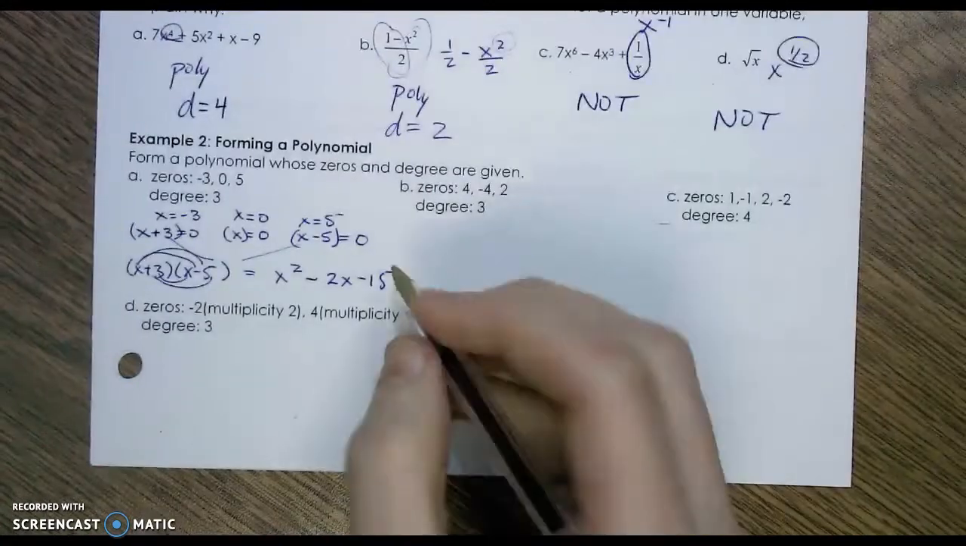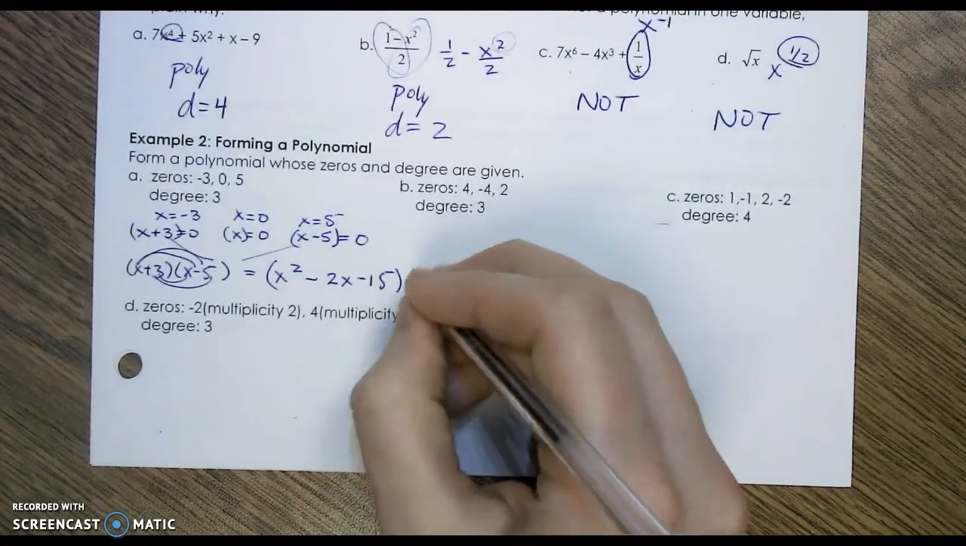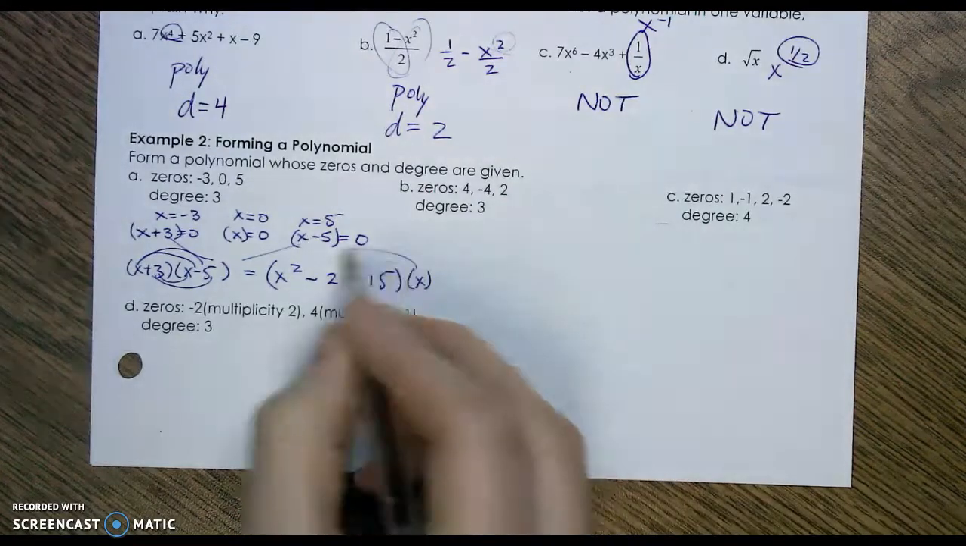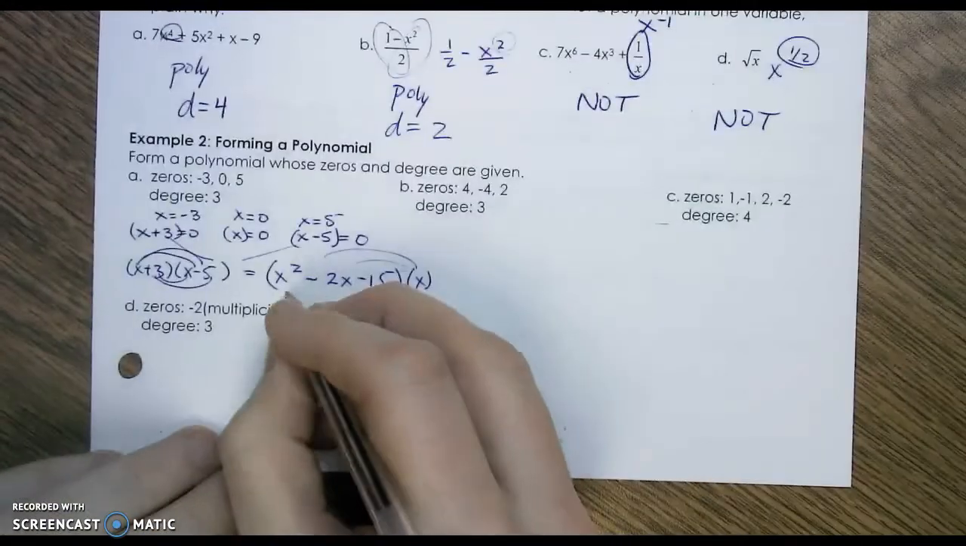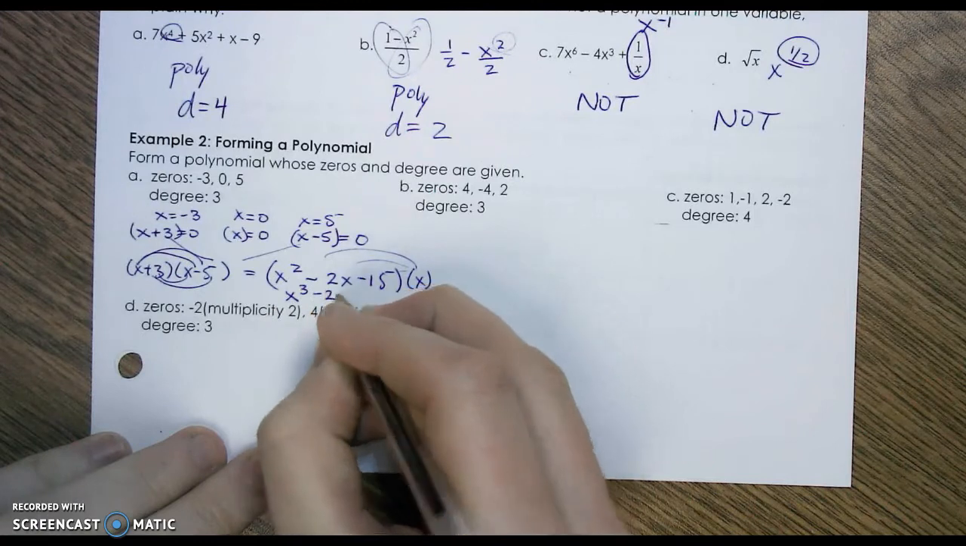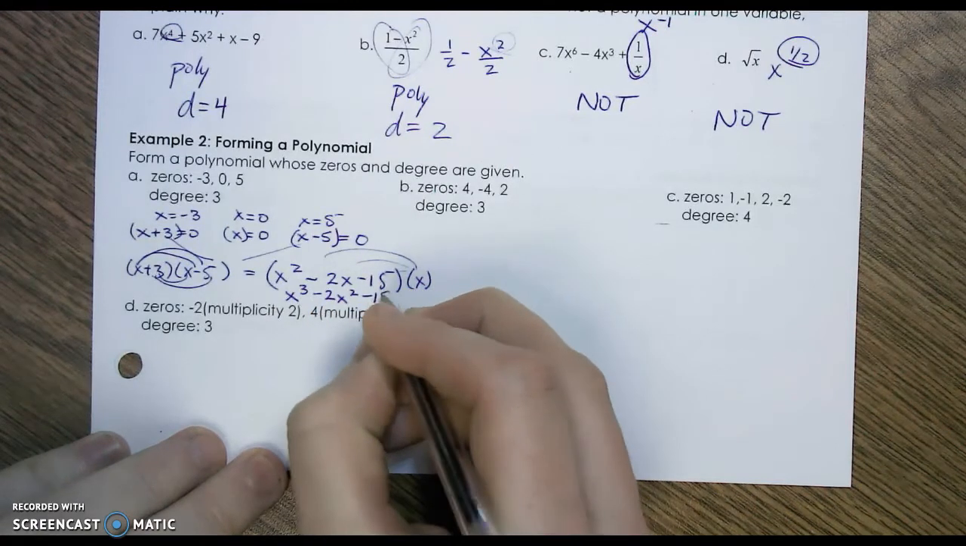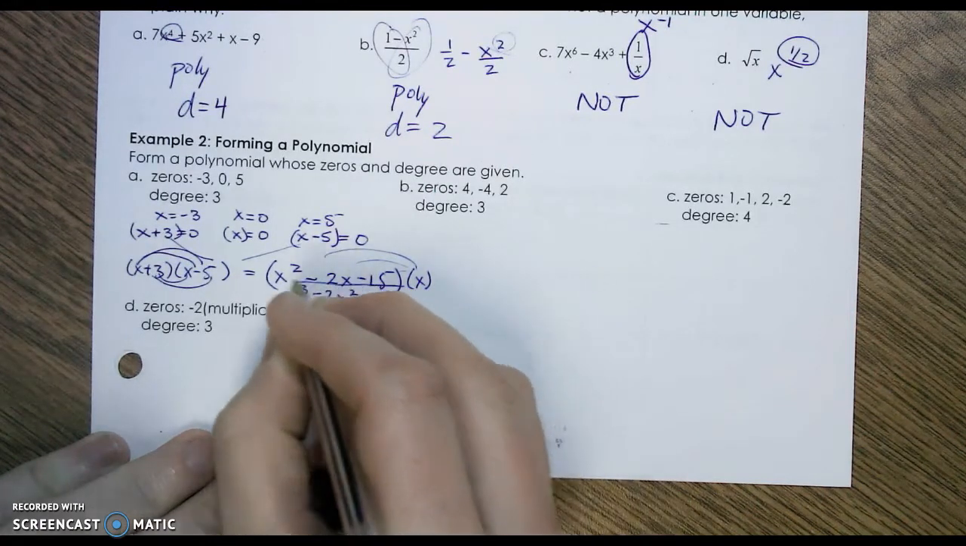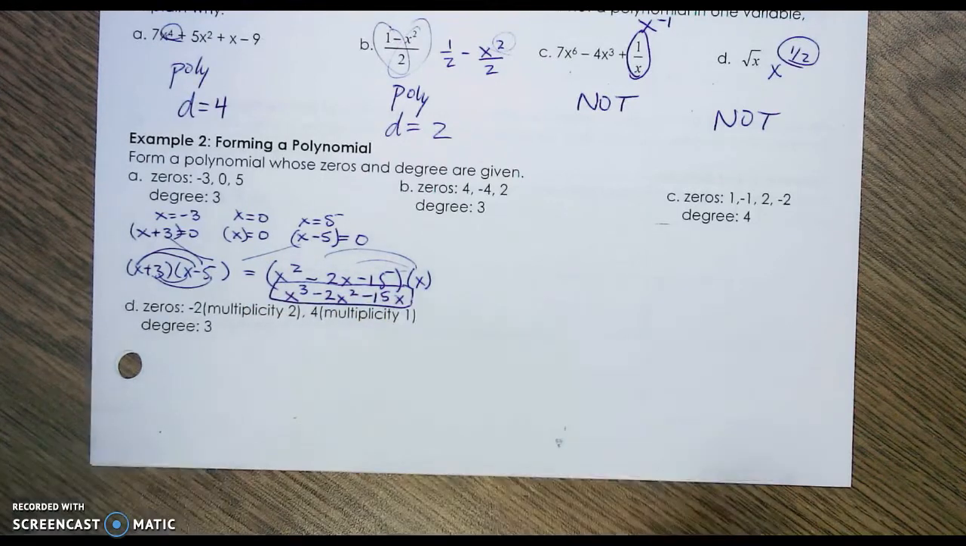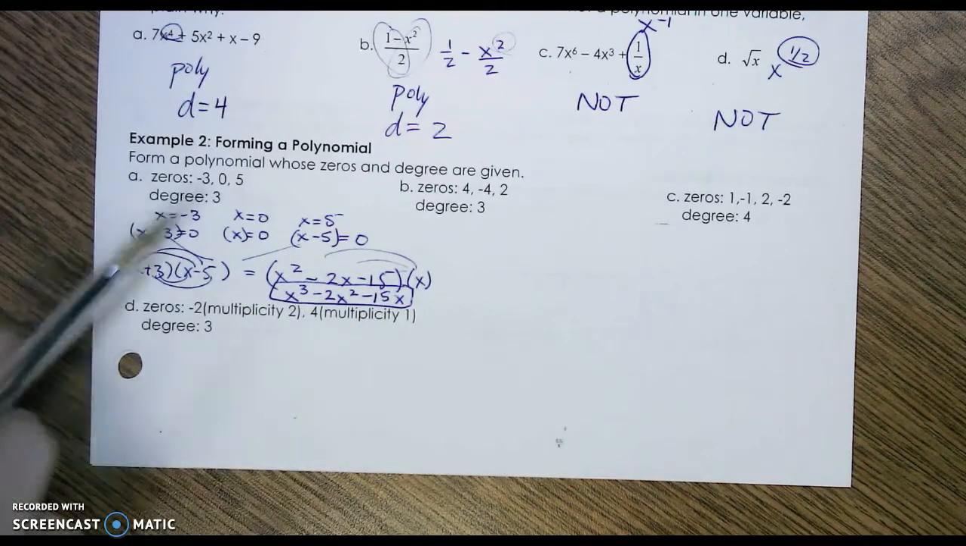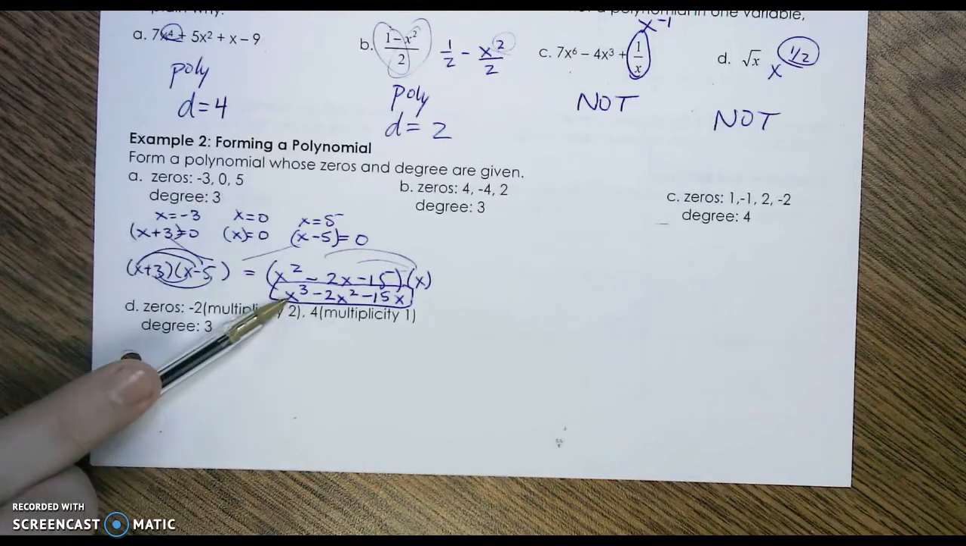And then we have the x still. So now we take that times x, and you distribute that, and you end up getting x cubed minus 2x squared minus 15x. So that is your polynomial, and you can check your answer. It says it should be degree 3, and I've got x cubed in my equation.